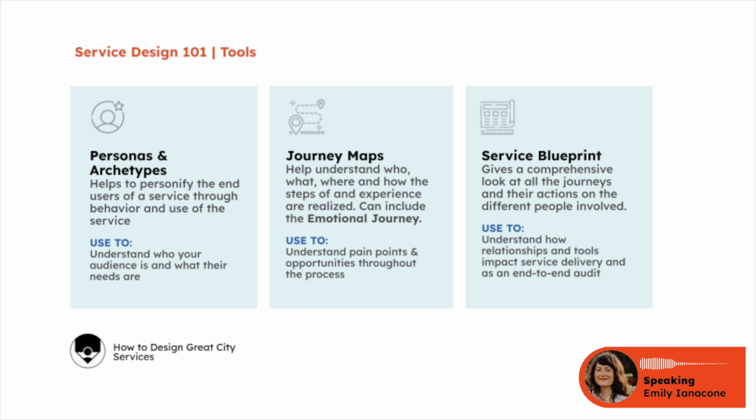And then there's also the service blueprint. So we'll walk through that. The service blueprint gives a more comprehensive look at all of the journeys together and their actions for the different players who are involved. We use this to understand the relationships, how those and the tools impact service delivery, and look at it as an end-to-end audit. So from start to finish, and start could be just awareness that something even exists. What are all of those steps?